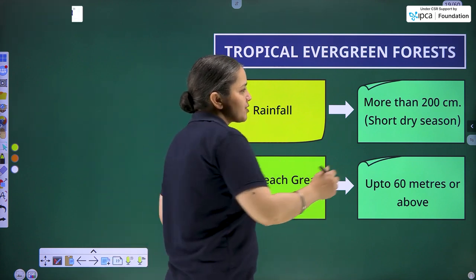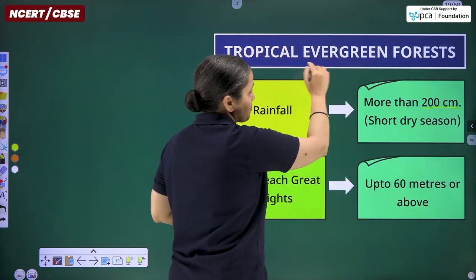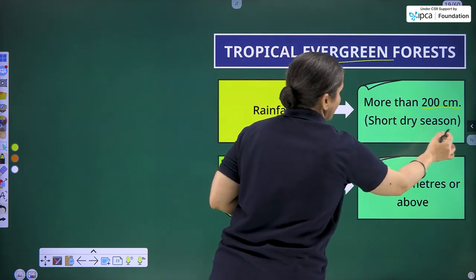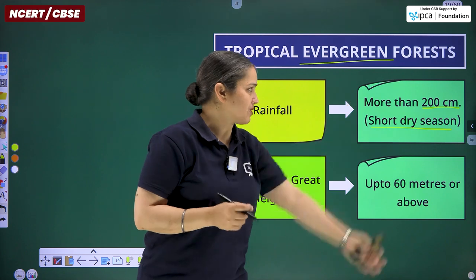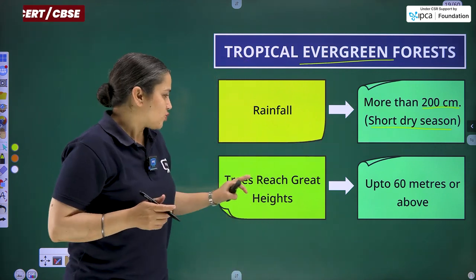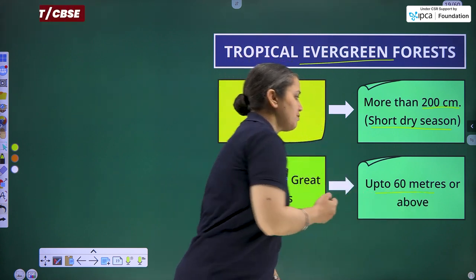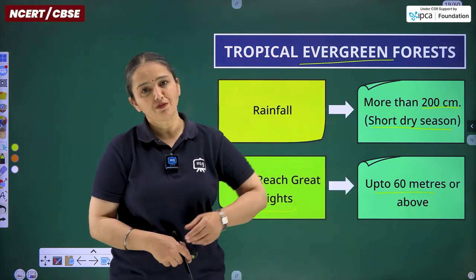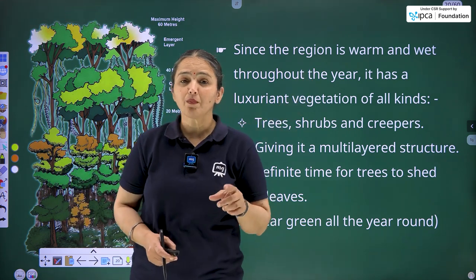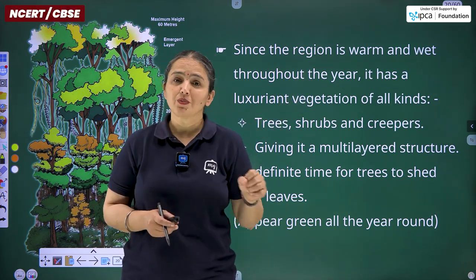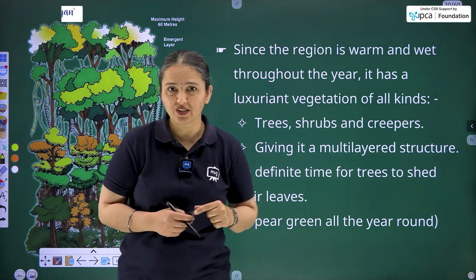It means what kind of particular vegetation and animals are found in these certain types of forests. So rainfall occurs more than 200 centimeters, and within these particular types of evergreen forest, summers are of quite a short length. So the evergreen forest experiences a short dry season. Trees reach great heights, up to 60 meters or above in a few cases. Now we are talking about the high rainfall area. It means this region of evergreen forest receives more than 200 centimeters of rainfall.